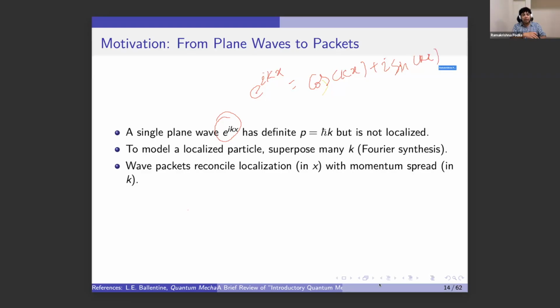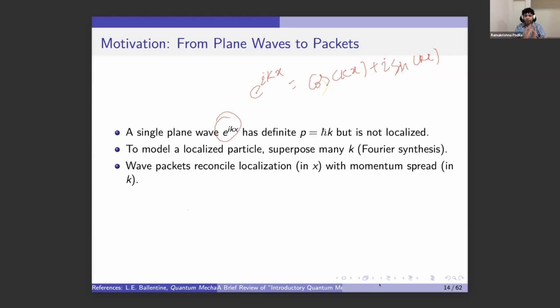So it does not die down anywhere. It's oscillating everywhere. It is not localized. It goes from minus infinity to plus infinity, so it is going to keep oscillating. So that is a single plane wave that is spread everywhere.